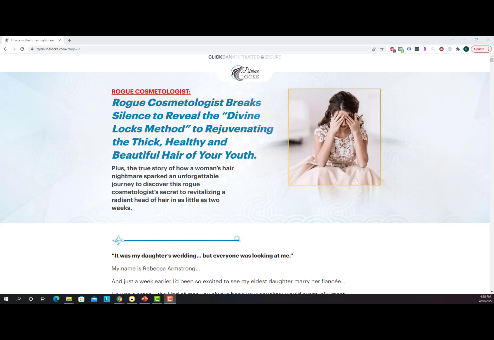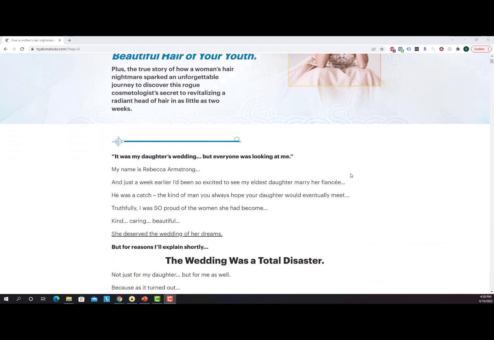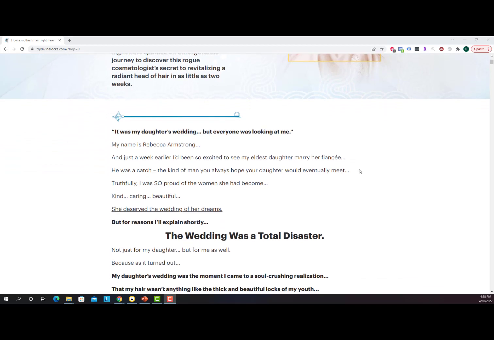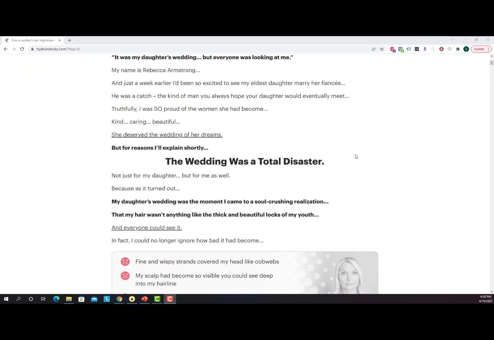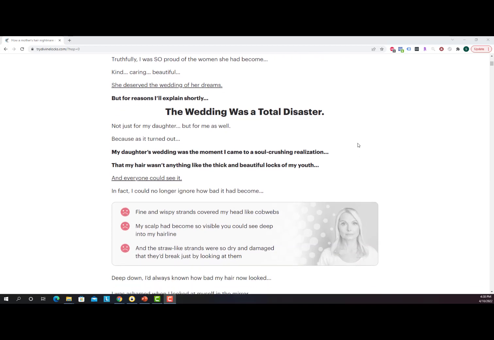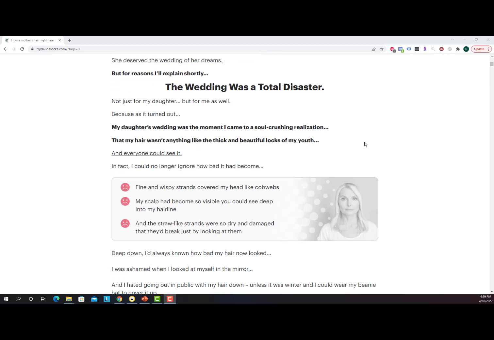You'll see that the story lead here begins in the middle of the action, as you typically do with a story lead. "It was my daughter's wedding, but everyone was looking at me. My name is Rebecca Armstrong, and just a week earlier, I'd been so excited to see my eldest daughter marry her fiance." So this takes place in the wedding setting, and it talks about how a mother is attending the wedding of her daughter. Before she goes to the wedding, she decides to have her hair done.